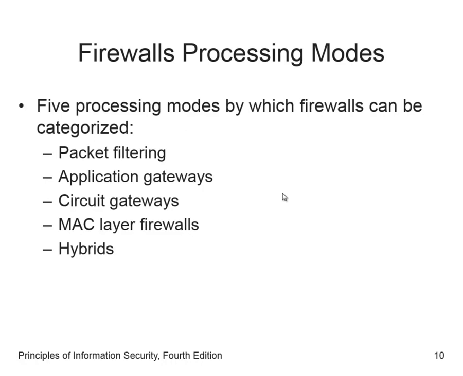Firewalls can be categorized by the processing mode, the development era, and the intended structure. For processing modes, categorizations include packet filtering, application gateways, circuit gateways, MAC layer firewalls, and hybrids.